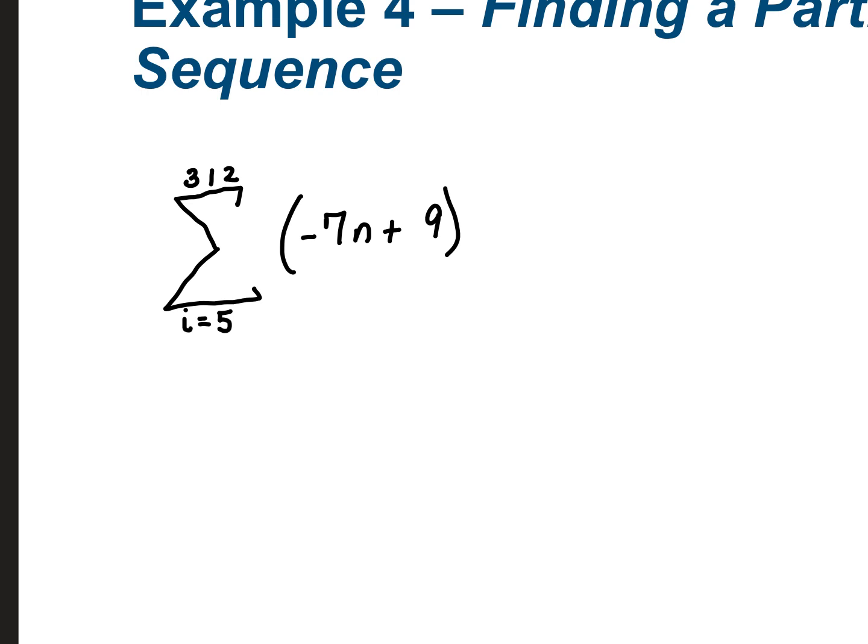First of all, what is negative 7n plus 9? Why did they give me this? That's the equation. That's what you're going to plug stuff into. What number am I starting with? 5. What number am I ending with? 312. Okay, does everybody understand how we know what to do here?